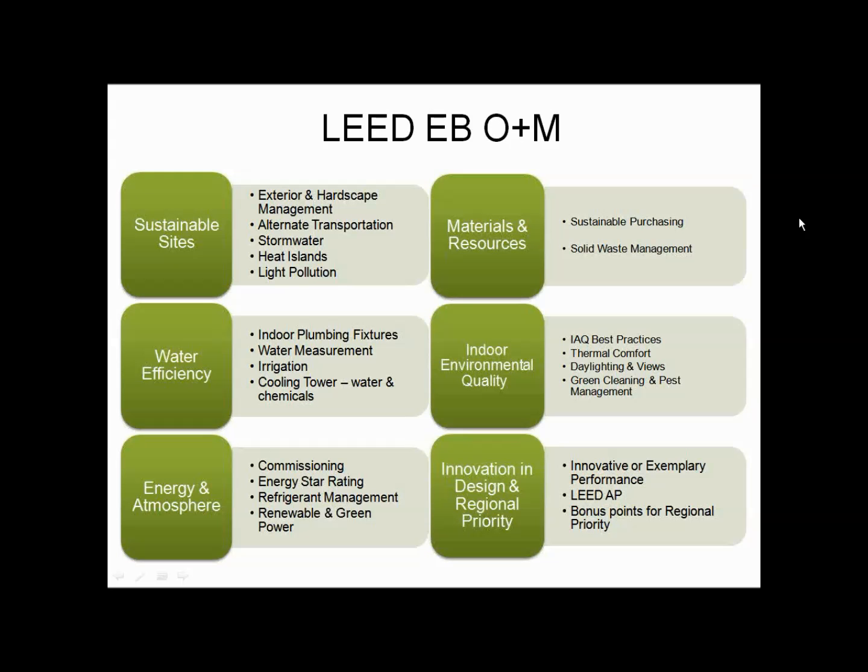Existing buildings, operations, and maintenance. The big difference there is it's not about the design and construction of the building itself. It's about how we operate it. So when we get into the sites category, we're talking about things like hardscape management, how we're managing the site, as well as things like how people are getting to the building for alternate transportation. We'll still talk about things like heat islands. When we talk about water, sure, we want to minimize the amount of water that our plumbing fixtures use, but we also start talking about process water, things like cooling towers and other uses of water in the building.